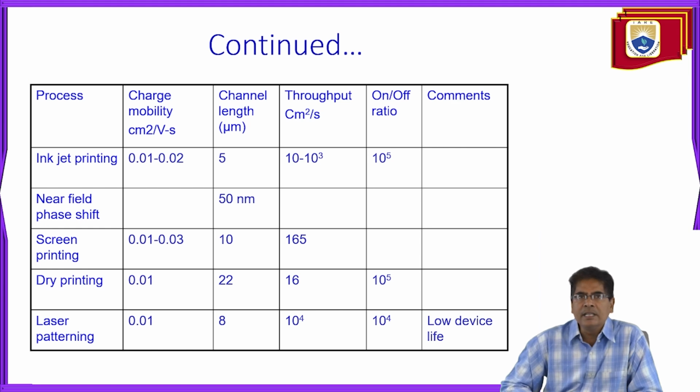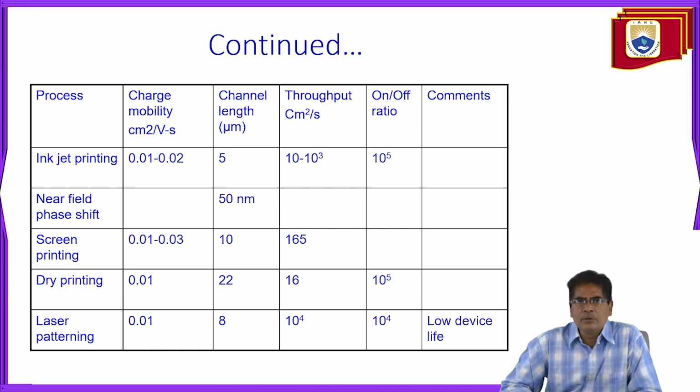We continued with inkjet printing. The charge mobility is 0.01 to 0.02 centimeter square per volt second, and the channel length in micrometers is 5 and throughput in centimeter square per second is 10 to 10 power 3, and on-off ratio is 10 power 5. Near field phase shift is 50 nanometers. Screen printing is 0.01 to 0.03. The channel length is 10 micrometer and throughput in centimeter square per second is 165.